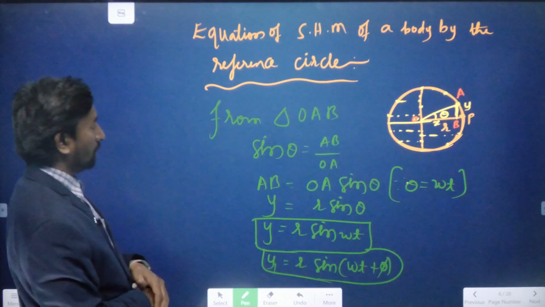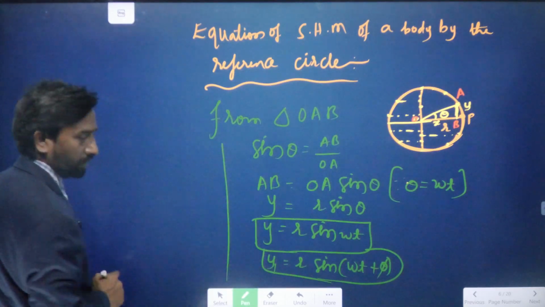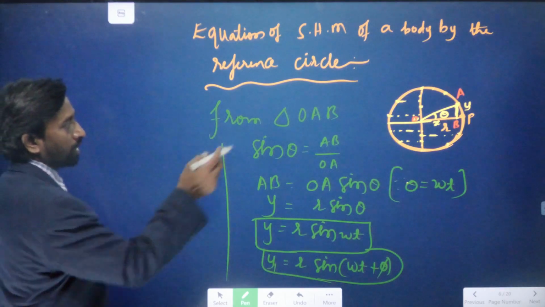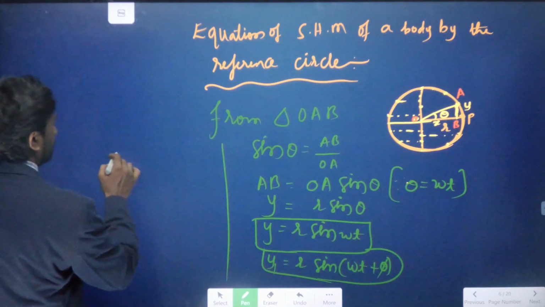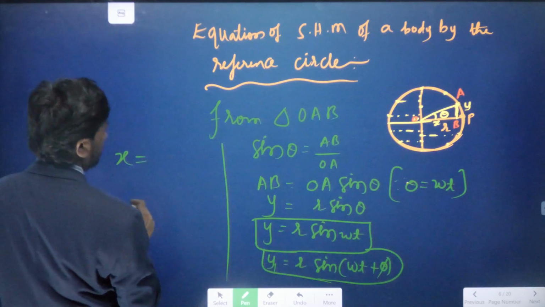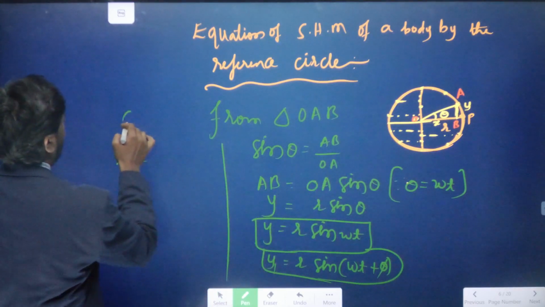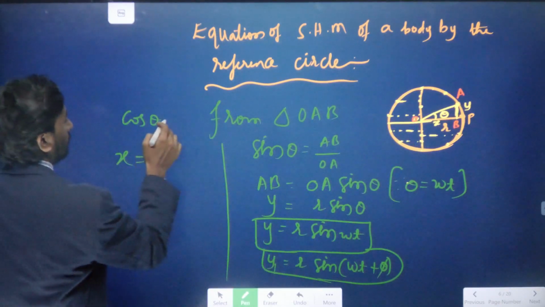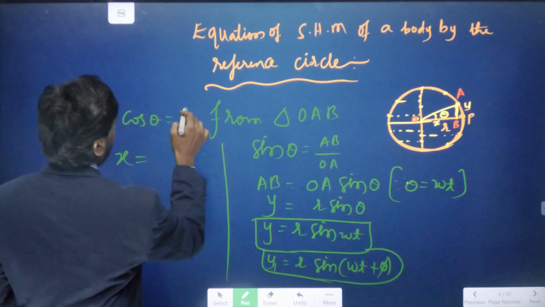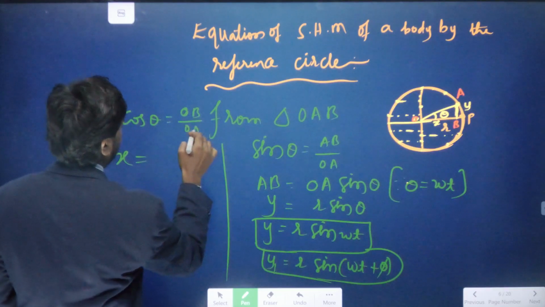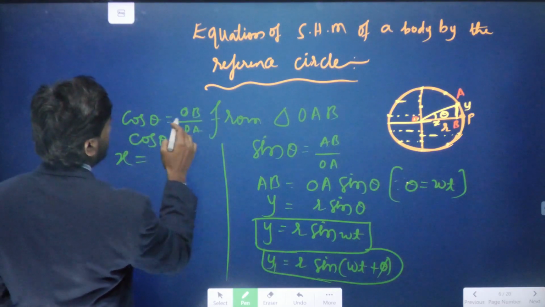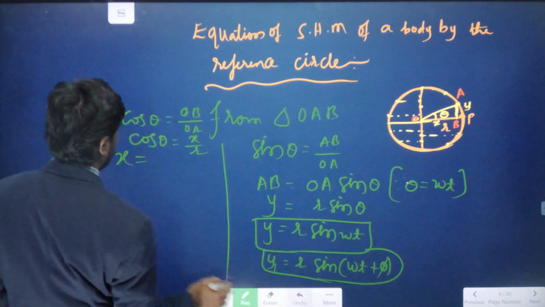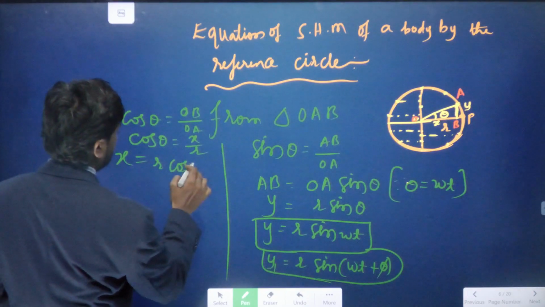Even we can write the horizontal simple harmonic motion displacement equation of the projection of the particle in the circular path, okay. So here the horizontal projection we can write by using that. See, in the triangle OAB we write cos theta. Cos theta is nothing but adjacent over hypotenuse. Adjacent is what? OB. OB divided by OA we can write. Then cos theta is equal to OB, which is nothing but x, over r. So from that, x is equal to r into cos theta.